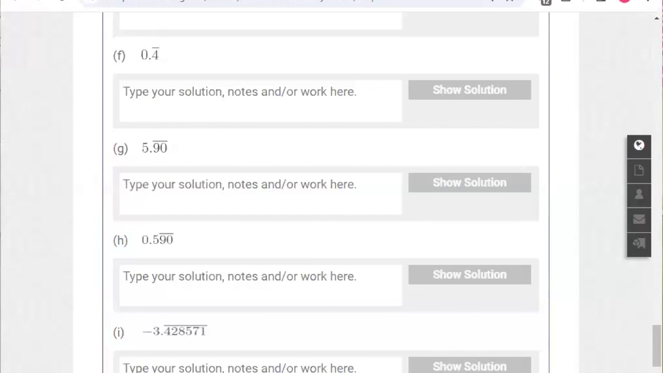Sophia, let's do H. 0.5 repeating 90. That's correct. So we can't use the same thing that Emily just used, can we? No. What are we gonna multiply by? 10? Pardon me? Should you just multiply by 10 and then multiply it by like 1,000?